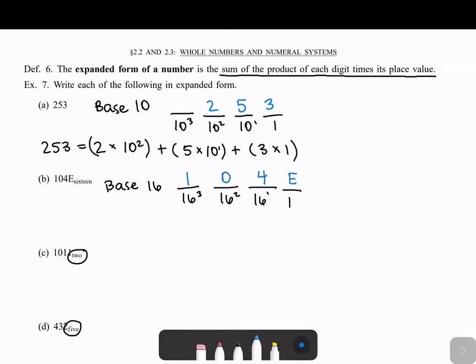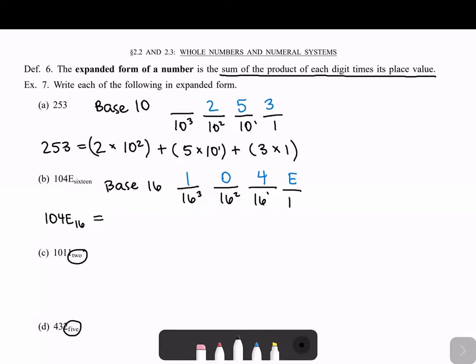So these are the places that each of these denote. And so now let's write out the expanded form. So 104e base 16. So this is base 16. I know that in this it's typed out with the word 16 as a subscript, but it's often denoted with the numeral 16 rather than the word. So just be aware that it can be written in either way so that you understand what it's saying. So 104e base 16, we can write it out.